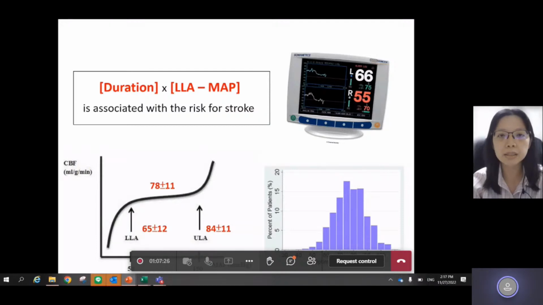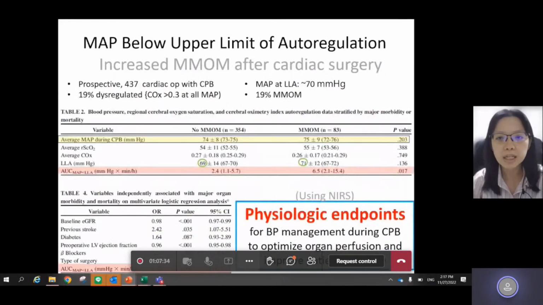longer our mean arterial pressure is lower than the lower limit of autoregulation, the stroke rate is higher after the cardiac surgery. Here's the large study in JTCVS. We can see the MAP below the lower limit of the autoregulation will increase the morbidity or mortality after the cardiac surgery. So for the physiological endpoint for BP management, we should try to keep our MAP higher than the lower limit of the autoregulation to optimize our organ perfusion and improve patient outcome.